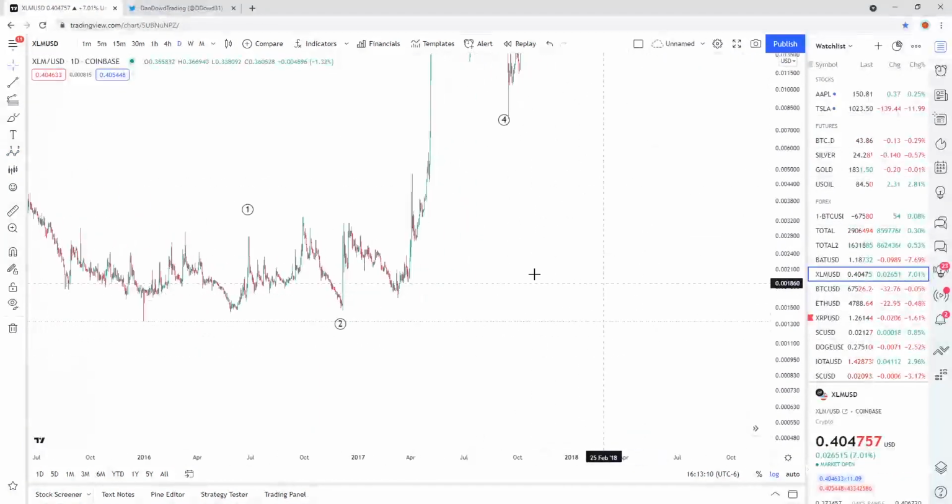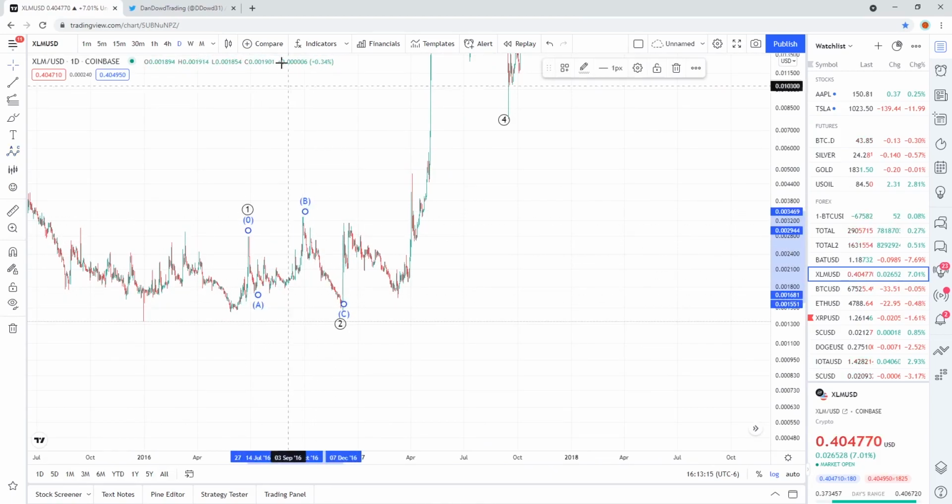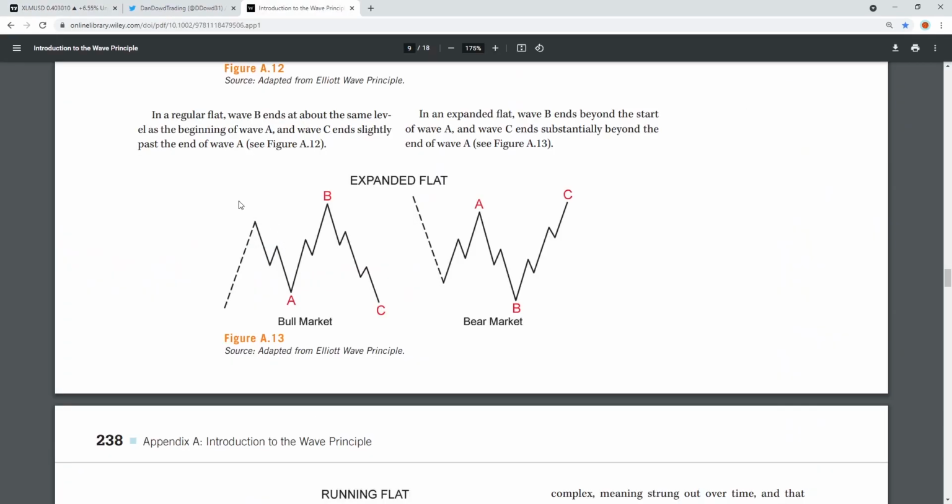And then for primary wave 2, this took correction as an expanded flat. This is what an expanded flat looks like. You have an A, B, C structure, and B goes above the origin of wave A, and C ends below the end of wave A. And as you can see, there's an ABC, ABC, and then a 1, 2, 3, 4, 5 structure.